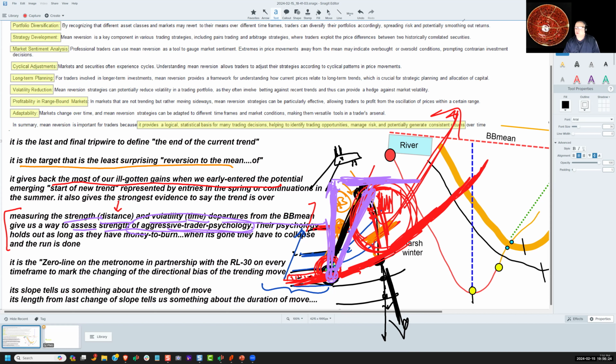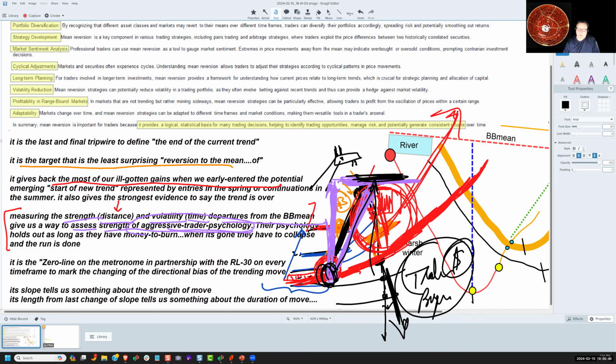And the logic is that this move will only stop when all of the traders who were buyers run out of money, the buying pressure disappears and that puts a lid on it. And now everybody who was on the sell side of this is interested in bringing it back down.